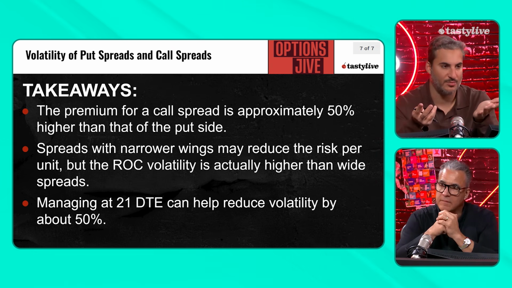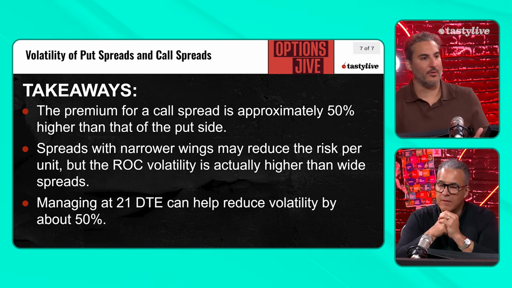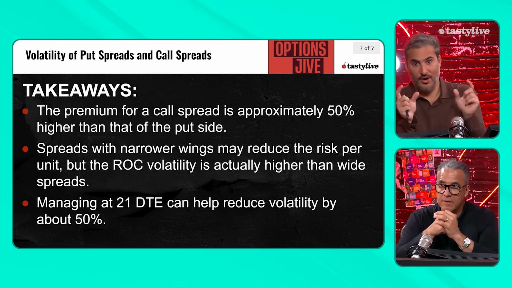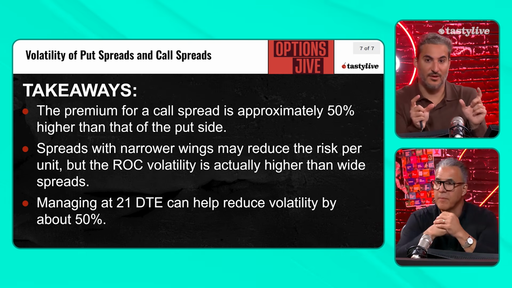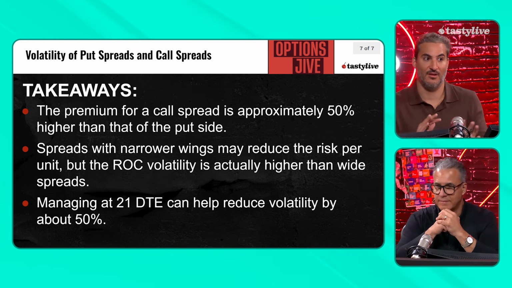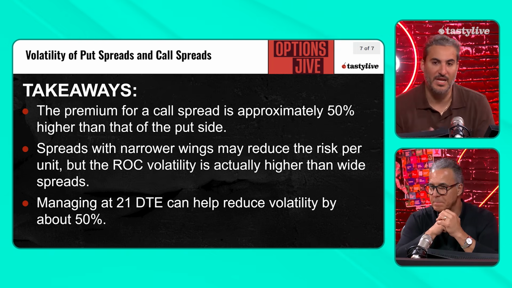When you have a $1 wide spread, there's no variable there. When you have a $10 wide spread, you have a $3 buffer to where you might have a scratch trade. With a $1 wide spread, it's pretty much max profit, max loss. That's it. It's binary outcomes. 100%. Managing it to 21 days can reduce your P&L volatility.